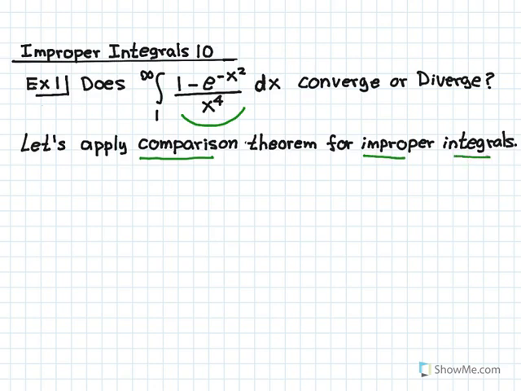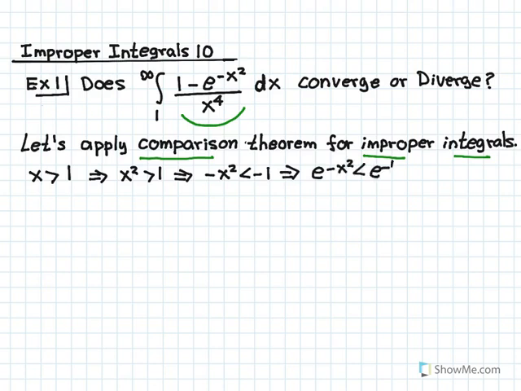Let's start with the fact that x is bigger than 1. We know that because we're integrating from 1 to infinity. Let's square both sides and we get x squared is larger than 1. Let's multiply by negative 1 on both sides. We get minus x squared is less than minus 1. The sign switches. Now let's exponentiate both sides and we get e to the minus x squared is less than e to the minus 1.